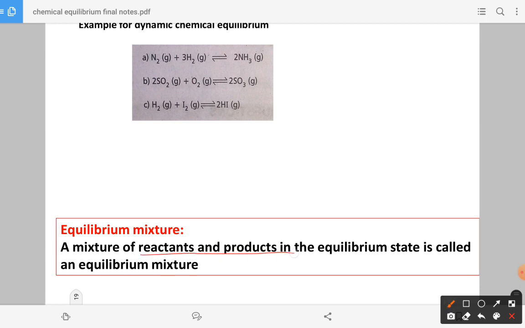Equilibrium mixture. Okay, so if only reactant is there, it is not the equilibrium mixture. If only product, no. So both should be there, then only it is called as an equilibrium mixture. Okay, go for the next slide.